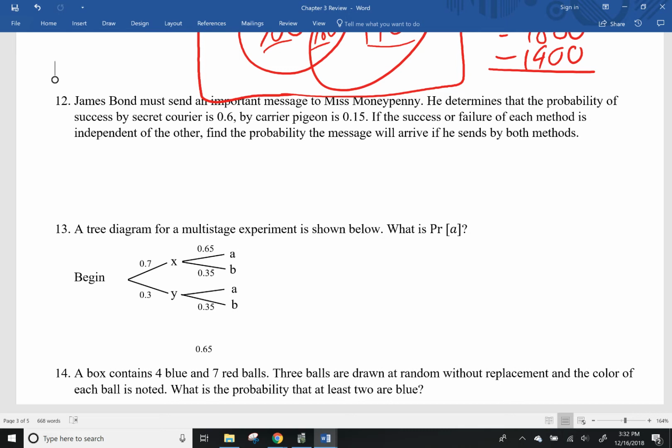But what we're really interested in is all of them together. But if we figure out what the probability is that they both fail, then the difference between that probability and one will be the probability that something succeeded, that some part of the message got through one way or the other.